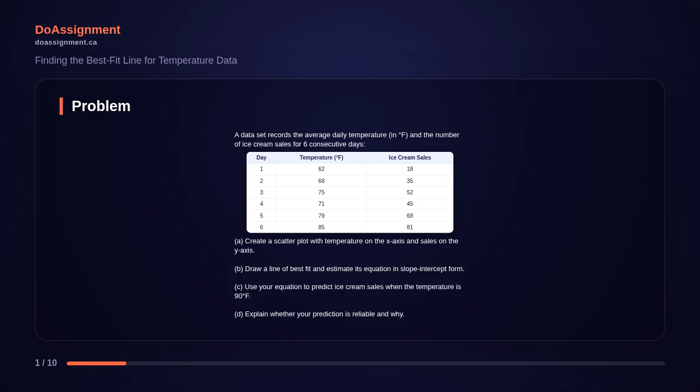Here is the problem. A data set records the average daily temperature in degrees Fahrenheit and the number of ice cream sales for 6 consecutive days. Day 1, 62 degrees, 18 sales. Day 2, 68 degrees, 35 sales. Day 3, 75 degrees, 52 sales. Day 4, 71 degrees, 45 sales. Day 5, 79 degrees, 68 sales. Day 6, 85 degrees, 81 sales. Part A.